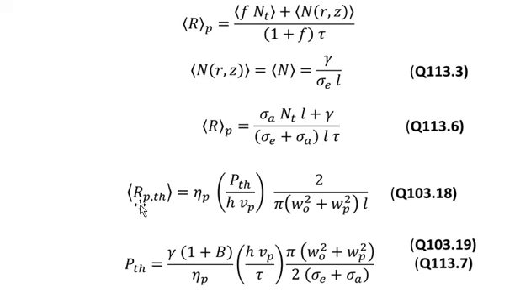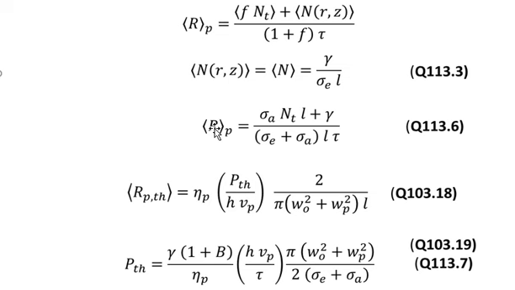So the average value of Rp using equation number 2 is eta p times P threshold divided by h nu p, multiplied by 2 over pi, and then multiplied by, within the parenthesis, omega naught square plus omega p square, and then multiplied by L in the denominator. So this is equation number 18. So you see that we now have two relationships in front of us. One, the value of average Rp obtained from the rate equations. The other, the value of Rp obtained from the expression of Rp as a function of r and z, which has been defined in equation number 2. So these are the two values.